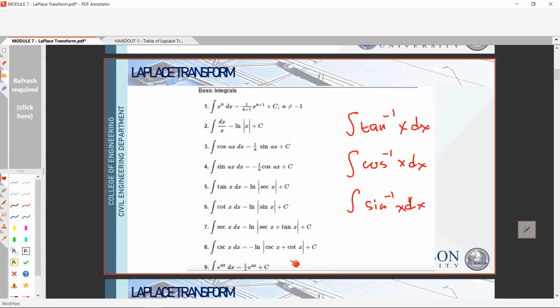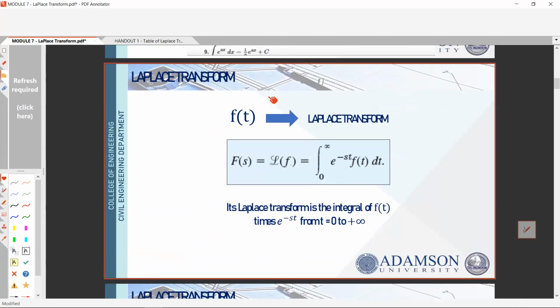Okay, sige. And for definition of the Laplace transform, the f of t is the Laplace transform. Okay, so we denote that the Laplace transform as a small letter f of t. So ibig sabihin lahat ng Laplace transform is by variable of t. Okay? So variable of t yung ginagamit sa Laplace transform.